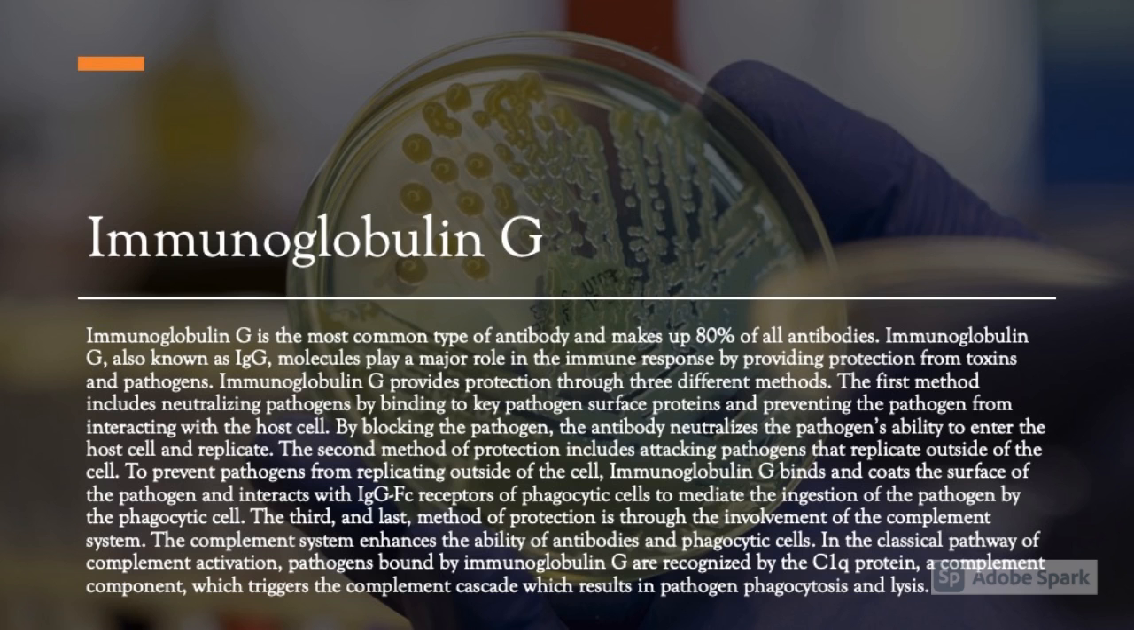IgG is the most common type of antibody and makes up 80% of all antibodies. IgG molecules play a major role in the immune response by providing protection from toxins and pathogens. IgG provides protections through 3 different methods.